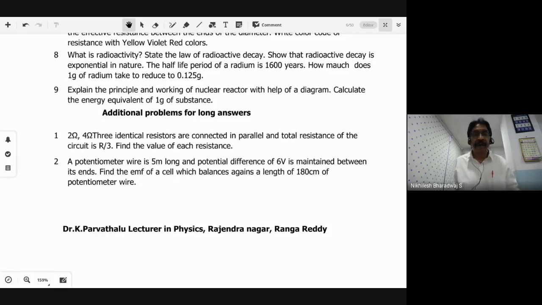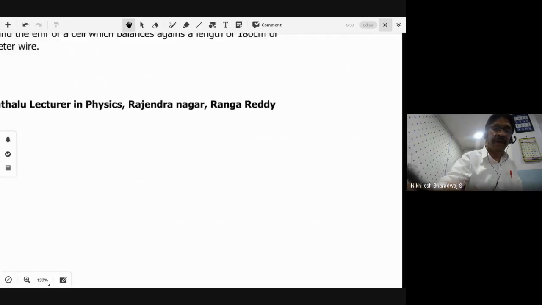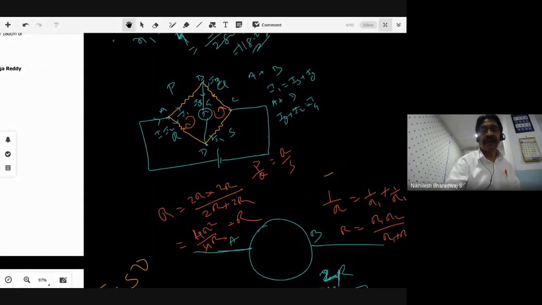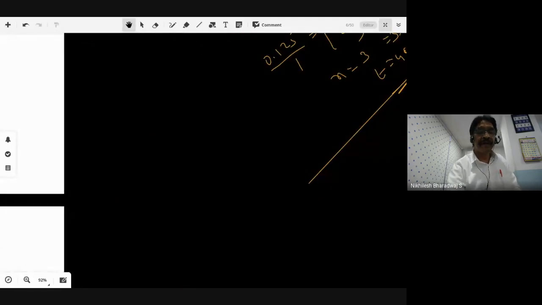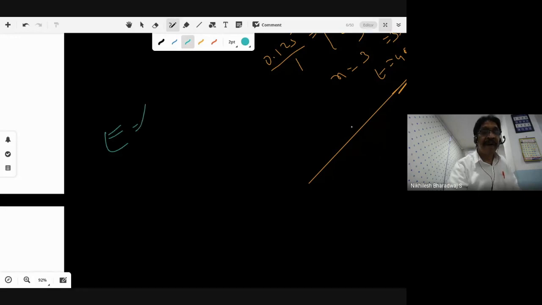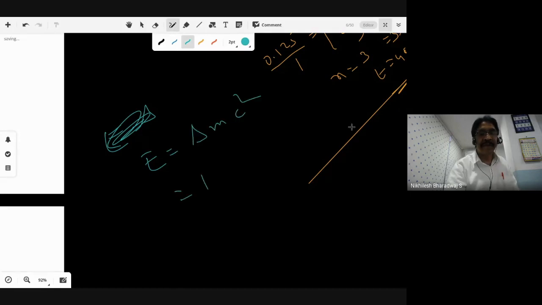Next, coming back to the problem. Calculate the energy equivalent to 1 gram of substance. It's a very simple one. That's nothing but E is equal to mc square. Here we write it as E is equal to delta m c square. Here delta m is 1 gram, and c is 3 into 10 to the power of 8.